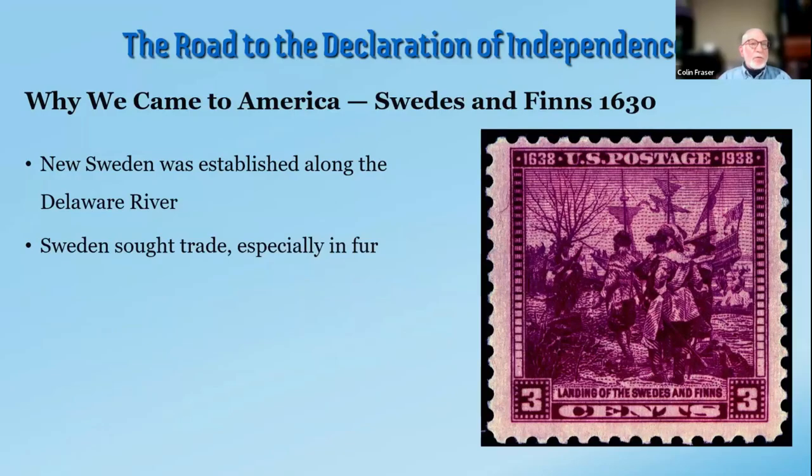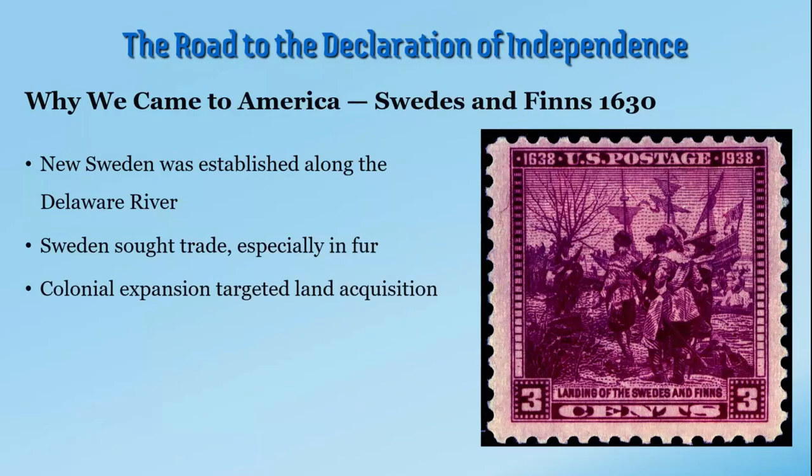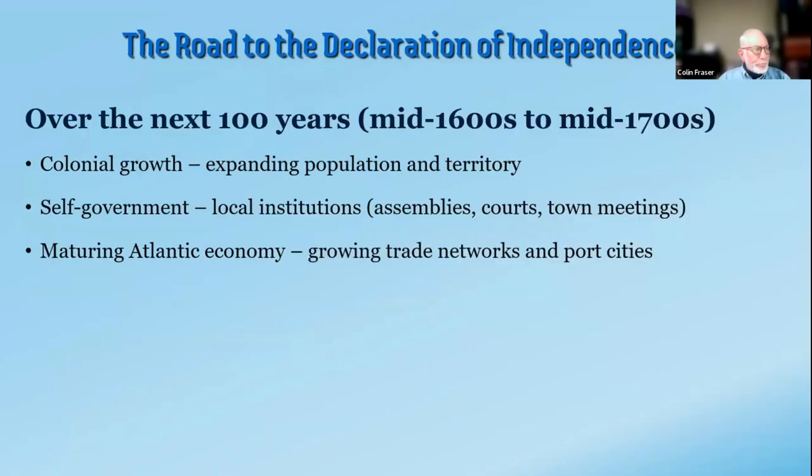Swedes and Finns, it was really the Swedes here. The stamp was issued to make nice to the Finnish portion of those early settlers, but they created a colony along the Delaware River, and Sweden was again looking for trade, especially in fur. But as with pretty much every effort at colonization, again, land acquisition was underlying all of it.